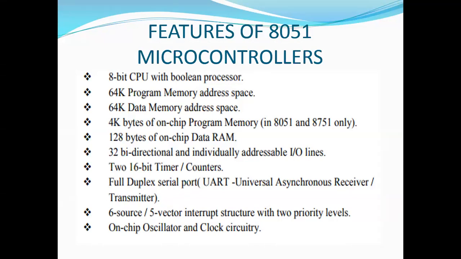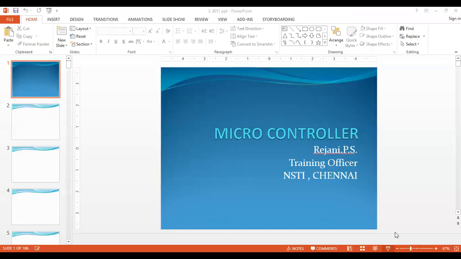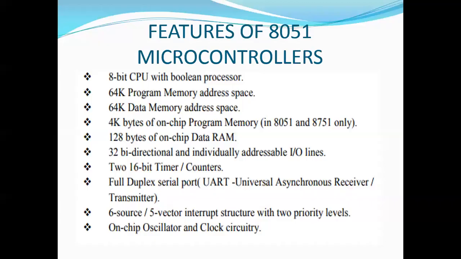Two timers, denoted as T0 and T1. Each is 16-bit, but our processor is 8-bit, so we divide each 16-bit timer into two parts, a lower 8 bits and an upper 8 bits. That is timer 0 lower part and timer 0 upper part. Here two timers are available, indicated as timer 0 and timer 1.